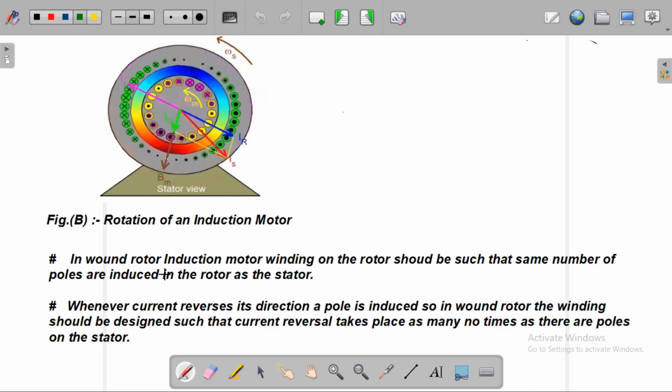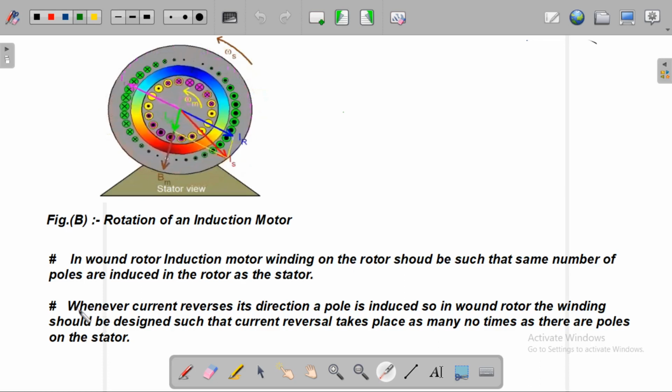Next, in a wound rotor induction motor, the winding on the rotor should be such that the same number of poles are induced in the rotor as in the stator. It will fulfill the essential condition that we need a winding arrangement on the rotor such that the same number of poles are induced in the rotor as in the stator.